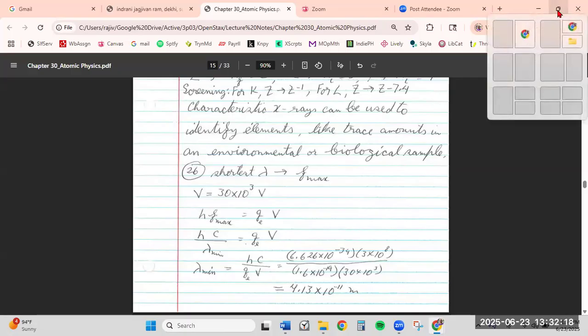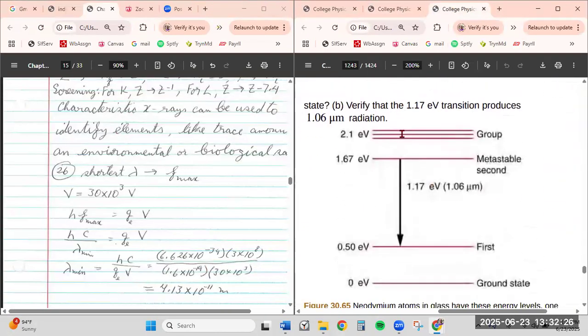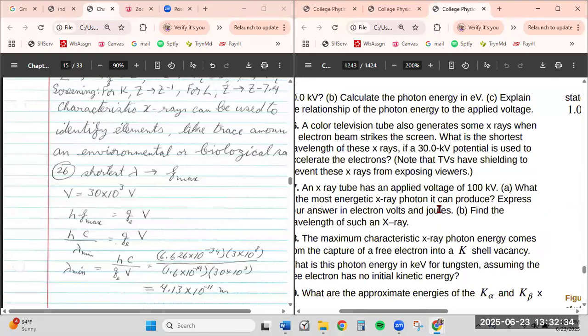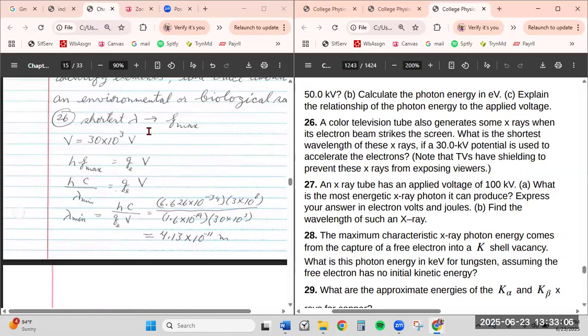Okay, let's look at problem number 26. A color television tube also generates some X-rays when its electron beam strikes the screen. What is the shortest wavelength of these X-rays? So shortest wavelength, remember, is largest frequency. What is the shortest wavelength of these X-rays if a 30 kilovolt potential is used to accelerate the electrons? So shortest lambda means largest frequency. V here is 30 kilovolts, so 30 times 10 to the 3 volts.